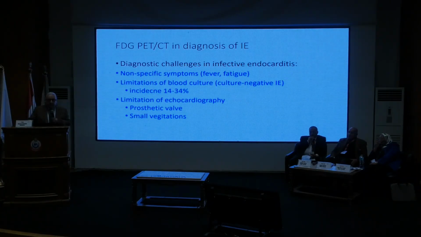Why is FDG PET-CT important in diagnosis of infective endocarditis? Because many times, the diagnosis is not straightforward. As we have seen, we use modified Duke's criteria, and sometimes clinical manifestations are vague and non-specific, and there are also limitations of the blood culture, because from 14 to 34% of the patients will have negative blood culture, even though they have infective endocarditis, and we have seen that other imaging modalities have limitations.